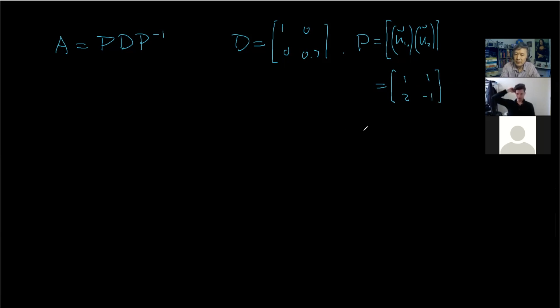So do you remember how to work out the inverse? Yes, there's some swapping. So you get the determinant, right? Determinant of 1, 2, 1, negative 1.